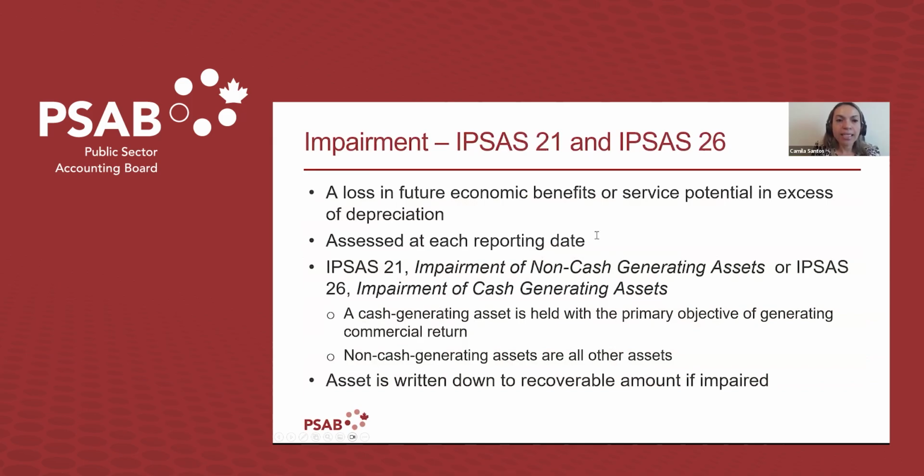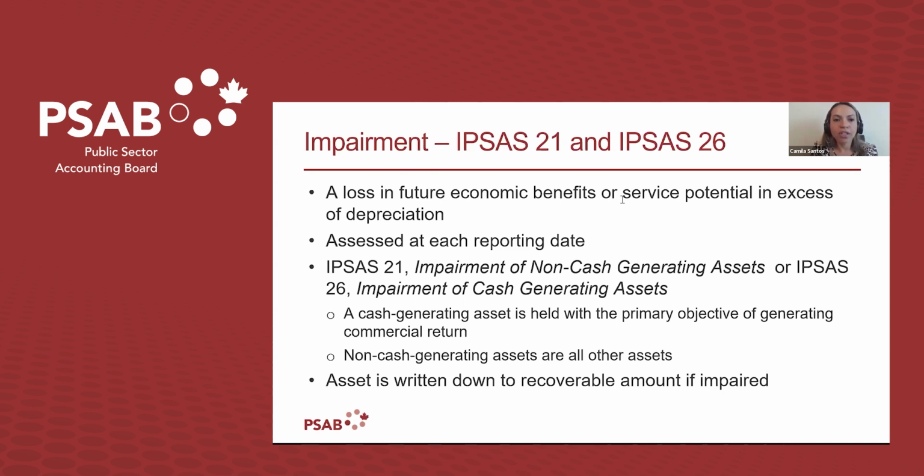Impairment. Impairment is a loss in the future economic benefits or service potential of an asset over and above the systematic recognition of the loss of the asset's future economic benefits or service potential through depreciation. At each reporting date, entities are required to assess whether there are any indicators that an item of PP&E may be impaired. An entity applies IPSAS 21, impairment of non-cash generating assets, or IPSAS 26, impairment of cash generating assets.